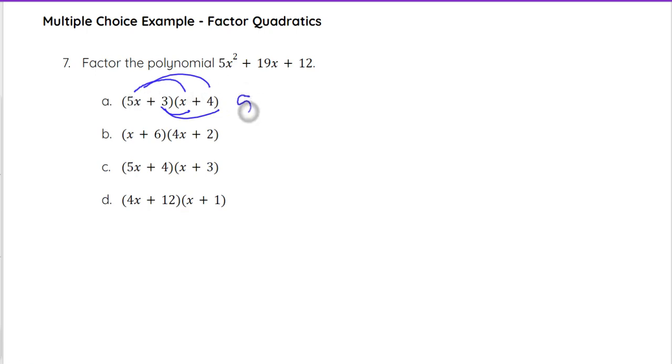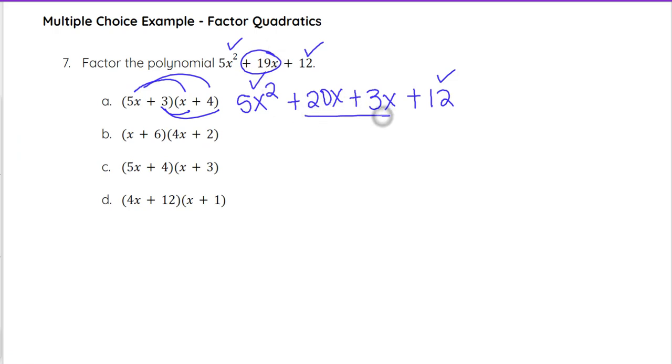5 times x is 5x squared. 5x times 4 is 20x. 3 times x is plus 3x. And 3 times 4 is plus 12. While the first term and the last term match, the middle term of 19x is not gotten to by doing 20 plus 3. That does not work. So I can cross out A.